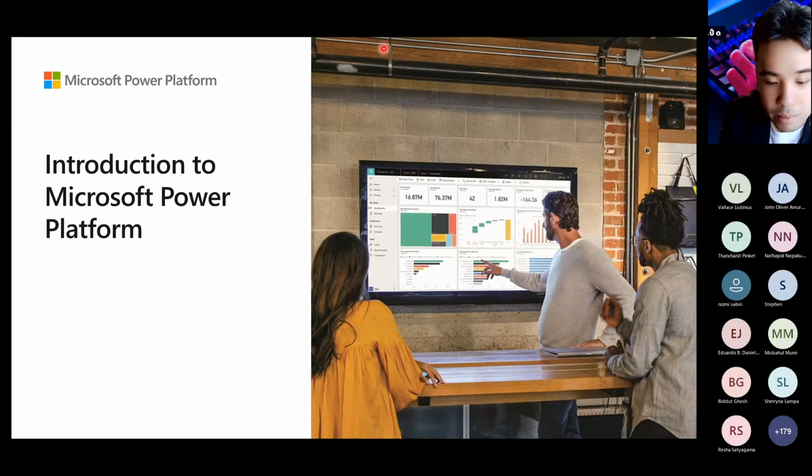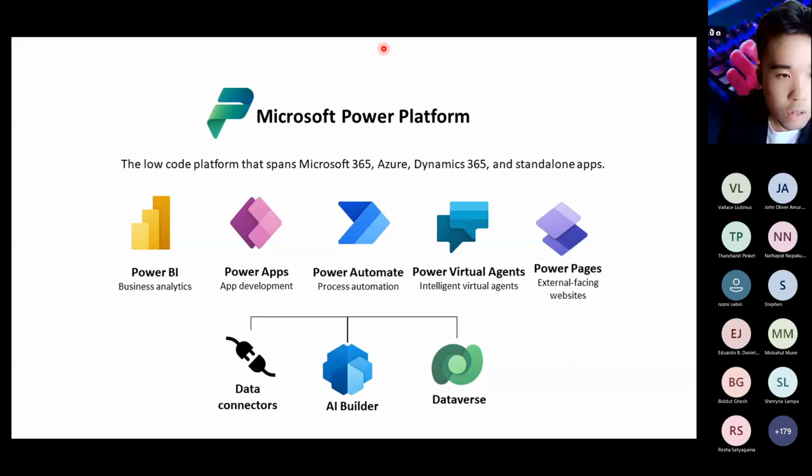Introduction to Microsoft Power Platform. Microsoft Power Platform is comprised of 5 key products, right? Power Apps, Power Automate, Power BI, Power Virtual Agent, and the last one is Power Pages, which was formerly called Power Apps portals, right? It has developed from that to this.